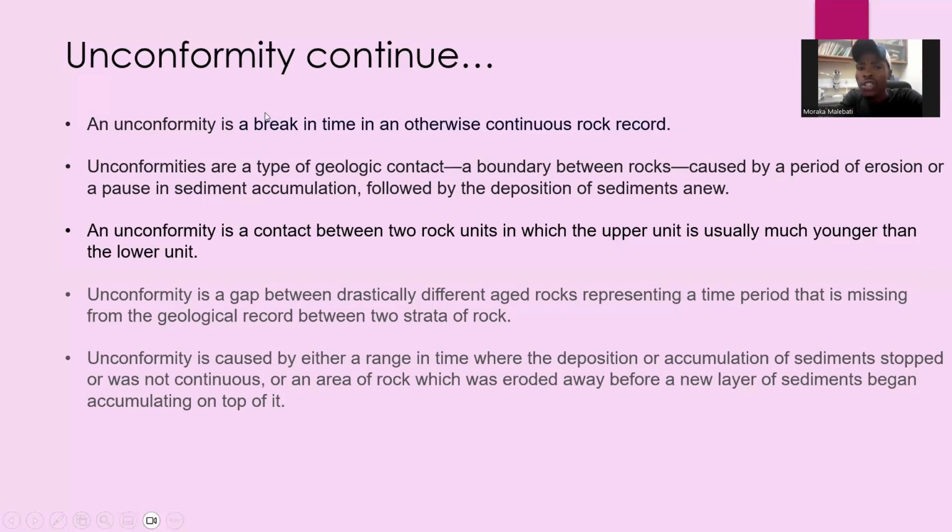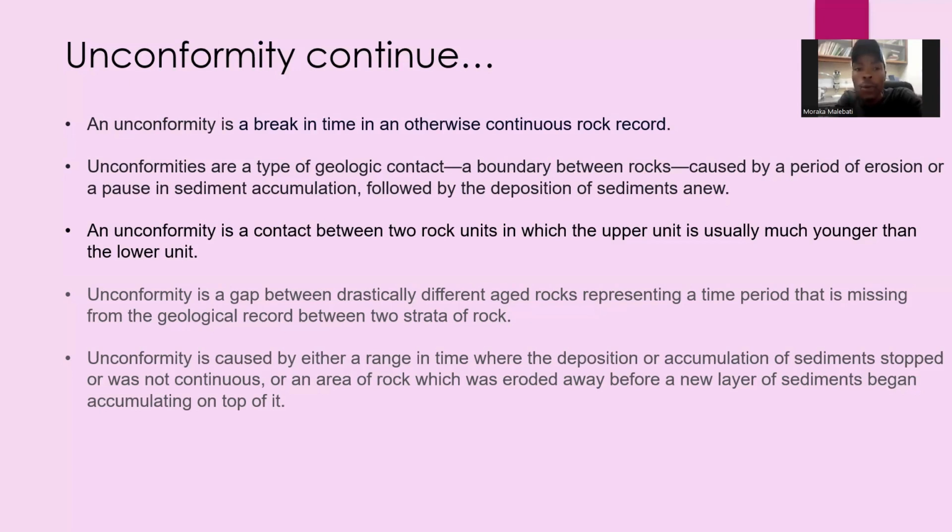Like I said, an unconformity is just a break in time in an otherwise continuous rock record. It's a break in time, or a period of non-deposition, or a period of erosion. What's happening is we have some layers which are older, which were deposited first, and then part of those layers get eroded, and new sediments get deposited on top. It means the layers deposited on top are younger, and the ones deposited first and eroded are older. And that boundary between younger and older sedimentary layers is called an unconformity.